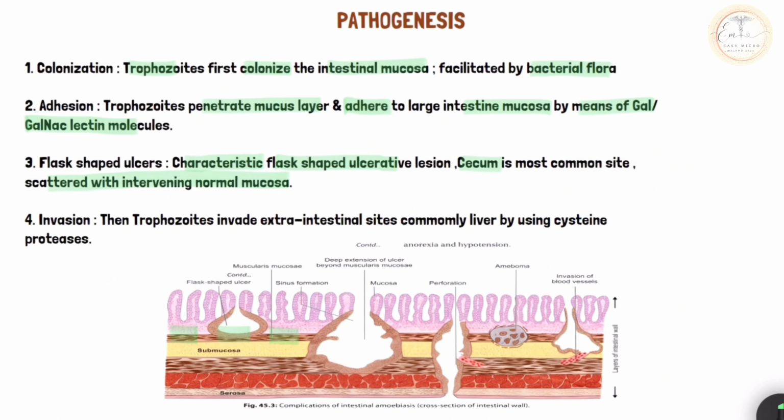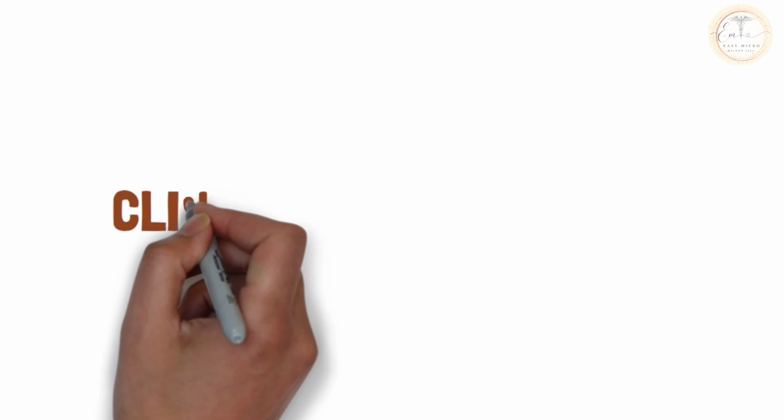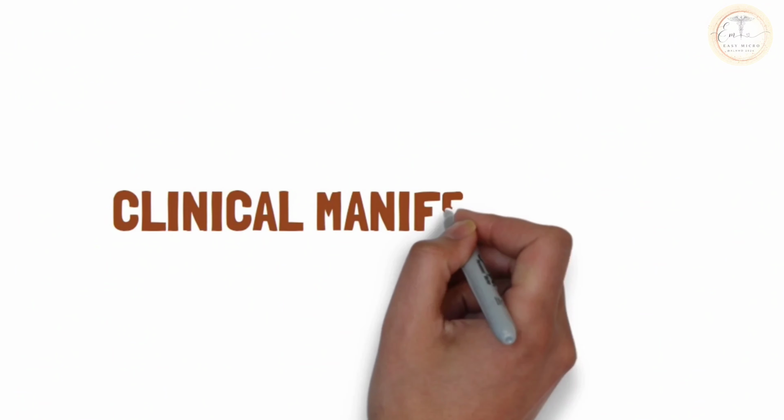Rarely, these trophozoites will invade extraintestinal sites, most commonly the liver, with the help of cysteine proteases, and cause a liver abscess. Now, let us discuss the clinical manifestations.